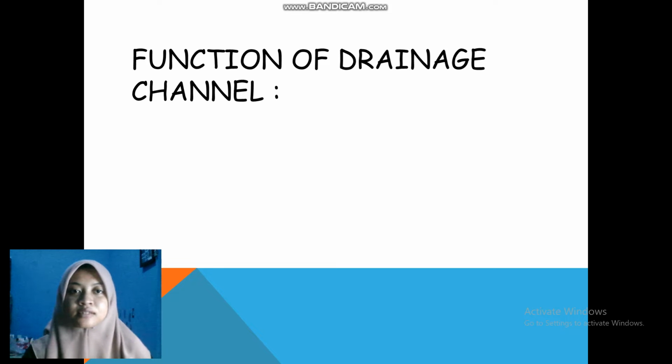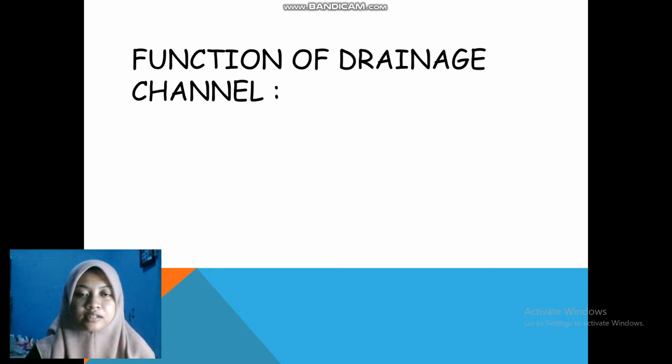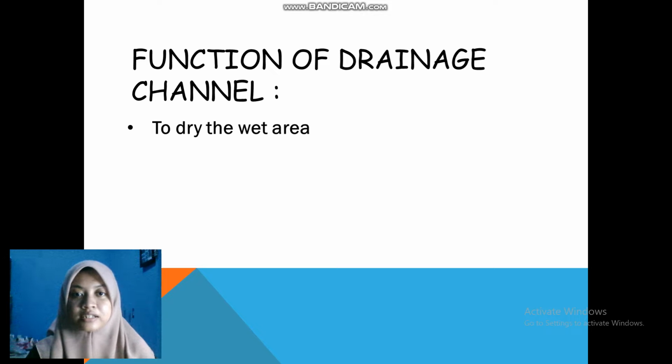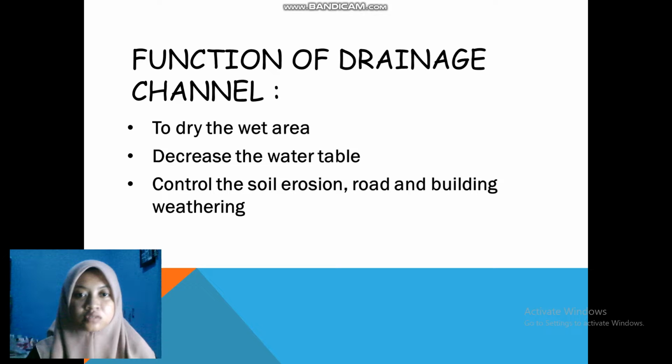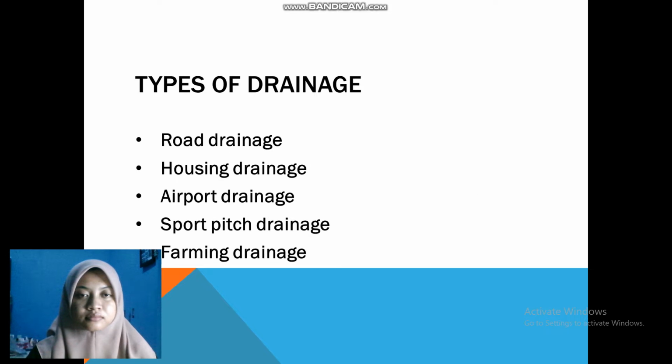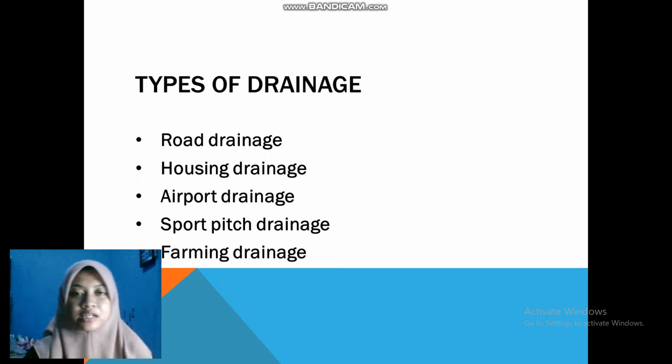The next is the function of drainage channels. One is to dry the wet area, two is to decrease the water table, three is to control soil erosion, and four is to control flooding. Next are the types of drainage: road drainage, housing drainage, airport drainage, port pit drainage, and farming drainage.